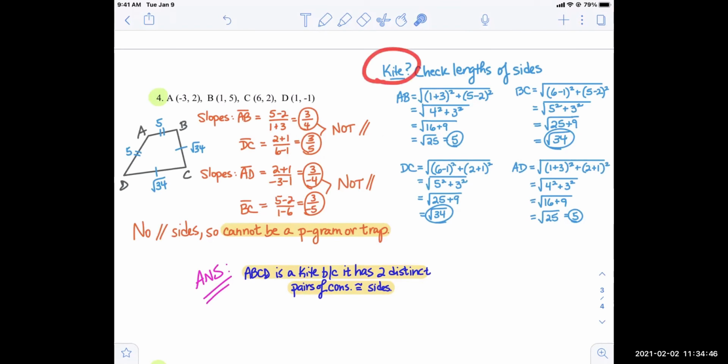You have to make sure that if it's not a parallelogram or trapezoid, that you actually check the definition of a kite. Okay, so I'm doing the distance formula on the sides, and AB and AD are congruent, they're both 5, and then BC and DC are congruent, they're both root 34. Daniel.